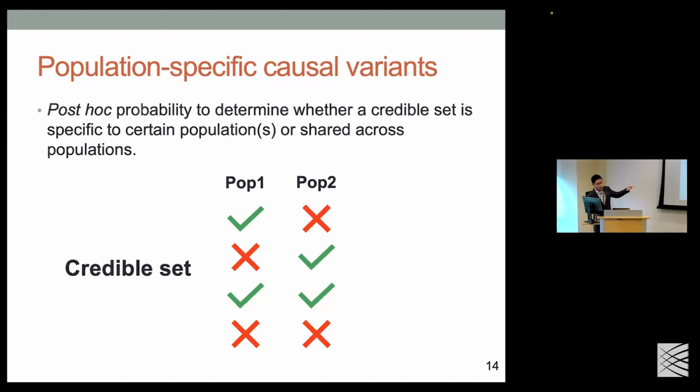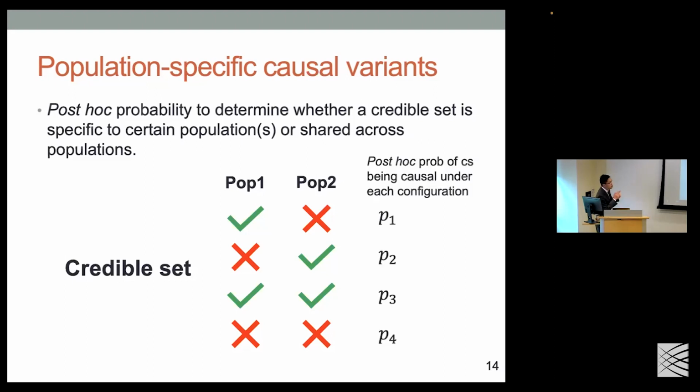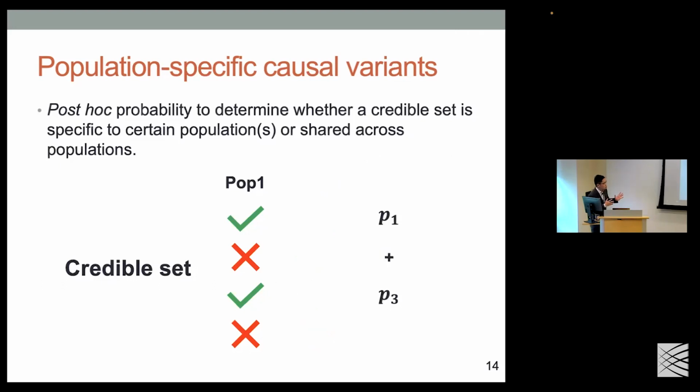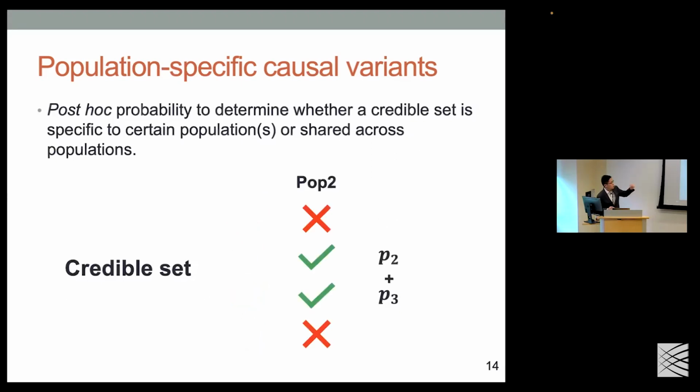For each critical site, for 2 populations, there could be 4 different kinds of causal configurations. The first is POP1-specific, the second is POP2-specific, the third is shared, and the last is non-causal for both populations. Then we calculate the post hoc probability of each critical site being causal under each configuration, labeled P1, P2, P3, P4. For POP1, we add P1 plus P3. For POP2, it is P2 plus P3.